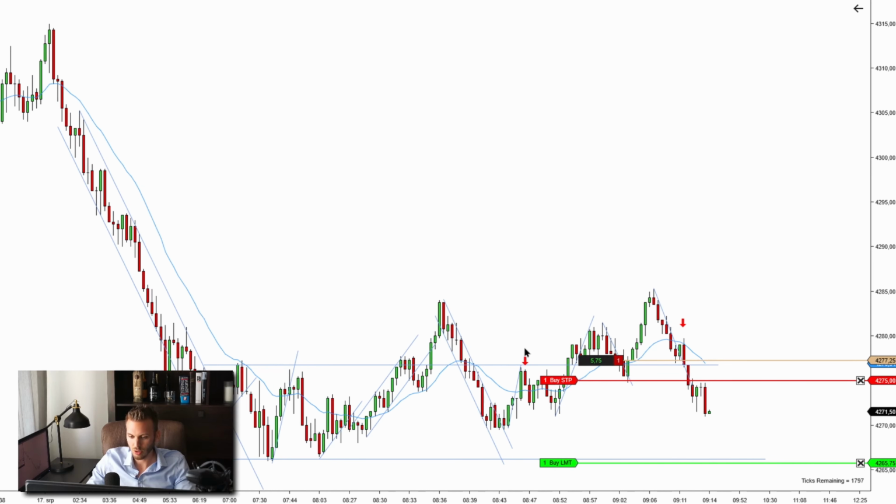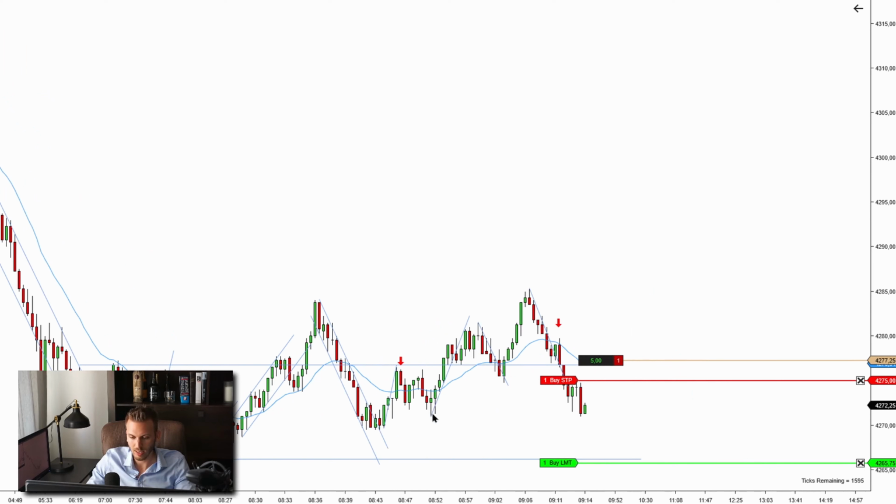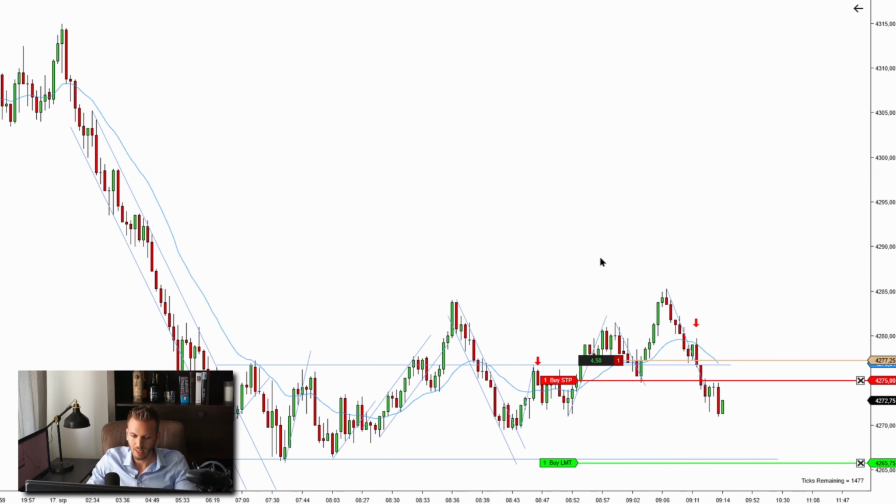So this is a failed second entry long, our second trade for the day. And you guys can see I'm mainly sticking to sells, even though you can sneak in a couple more longs. Main bias is bearish. We're above trading range, and a failed second entry long is a high probability setup. This is a short trap.